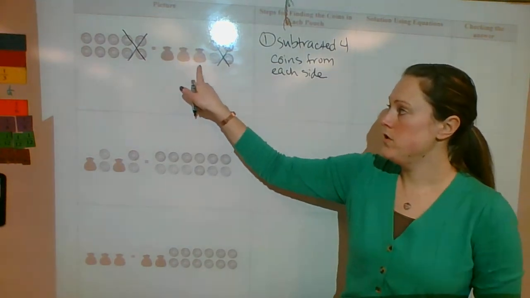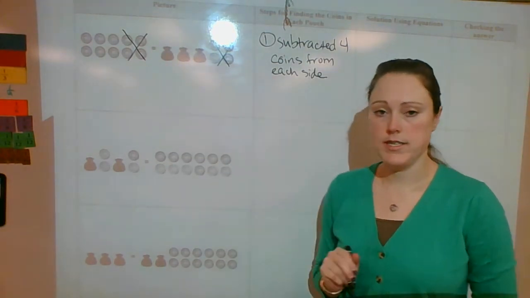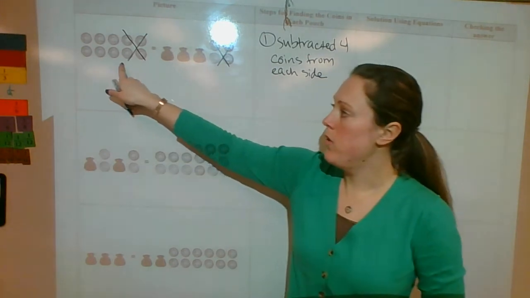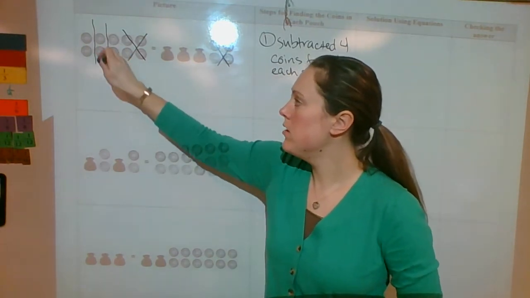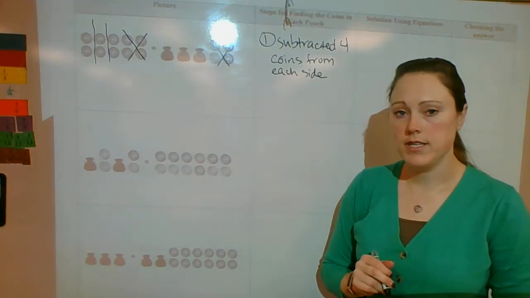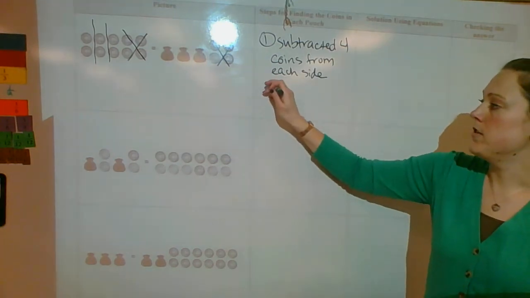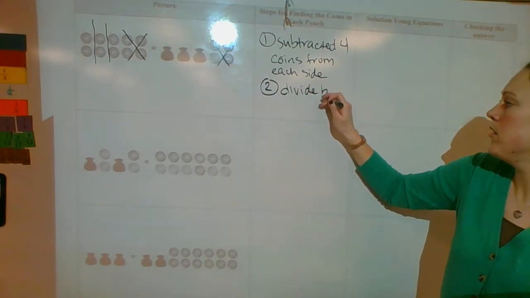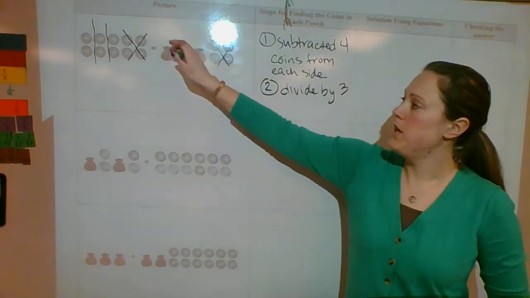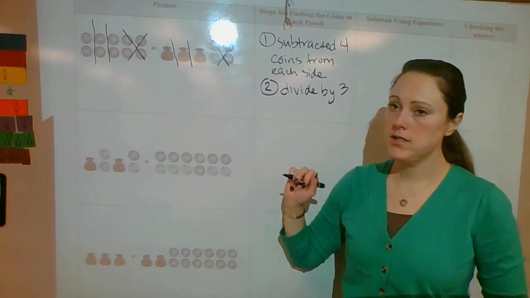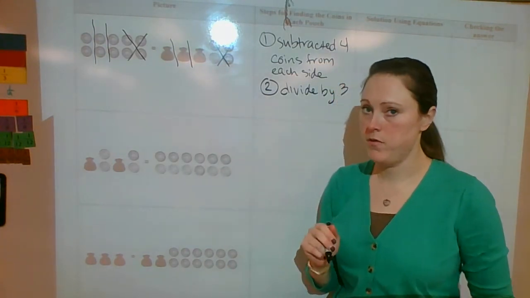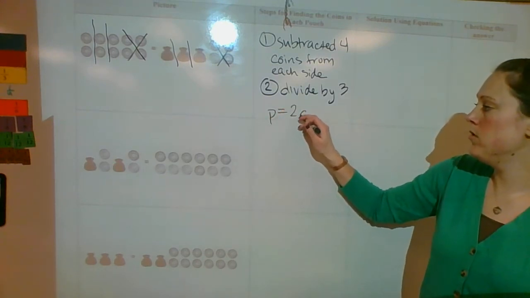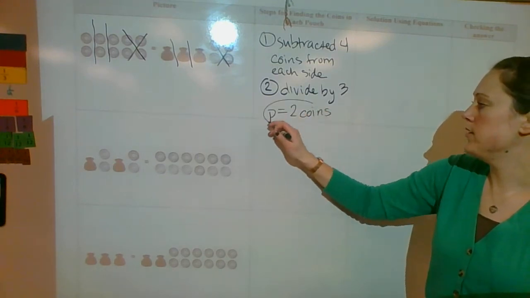Now I'm left with just 3 mystery pouches equals 6 coins. So for each pouch, since there's 3, I'm going to divide this picture up into 3. And I know that there are 2 coins in every pouch. So for step 2, I'm going to say divide by 3. So that split up my 3 pouches into 3 groups worth of coins. And now I know my answer. My pouch is equal to 2 coins.